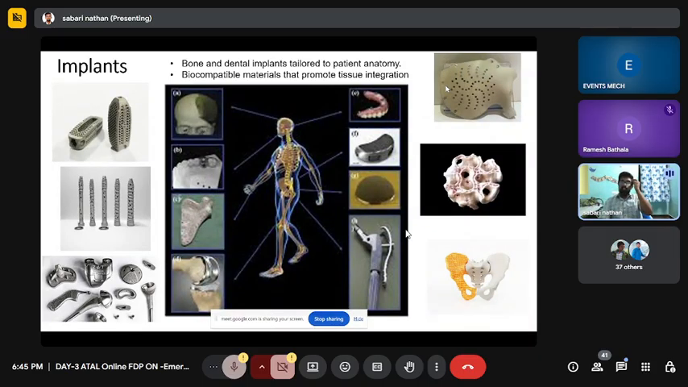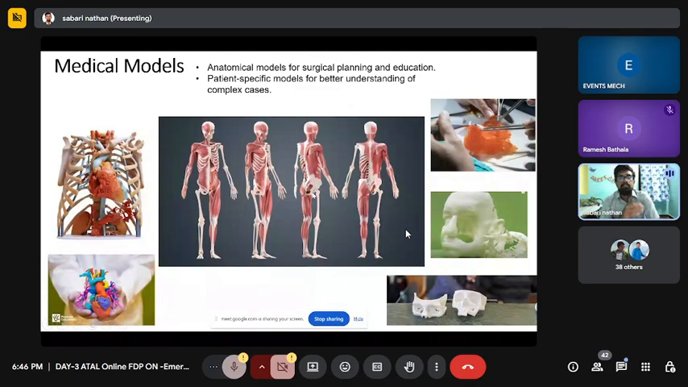Based upon the size of the defect, we should plan and make our own cranial plates. This can be easily done by using 3D printing technology. Then medical models. Nowadays, they are mostly using medical models made with 3D printing technology. What are the advantages of medical models using 3D printing technology? Exactly, we can mimic the organs using 3D printing technology.